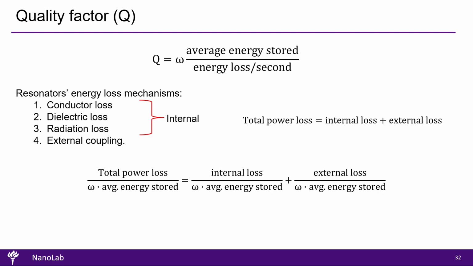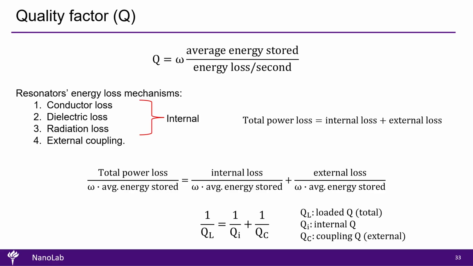This relation, 1 over QL equals 1 over QI plus 1 over QC, is fundamental for quantifying losses in resonators and serves as a useful comparison metric. Here, QL, or loaded Q, refers to a resonator connected to an external circuit. This is the value we measure in practice, since the resonator is always coupled to our measurement equipment. QC, the coupling quality factor, is typically set by design. Knowing both QL and QC, we can then calculate the internal quality factor, QI. In future sessions of this lecture series, we'll focus on how to actually perform these measurements for superconducting coplanar waveguide resonators.